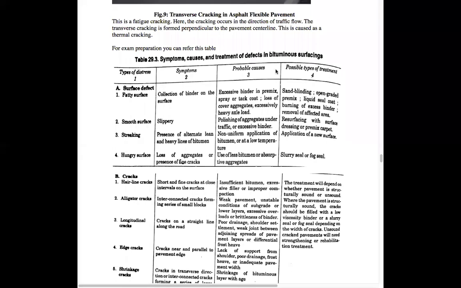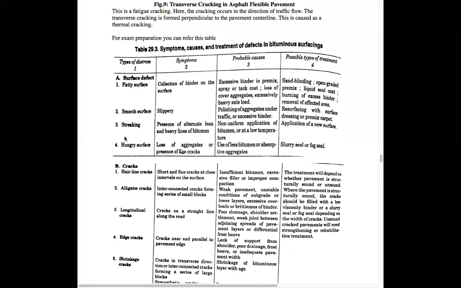It will be very helpful for you to understand and read from an exam point of view how to take these failures and what the symptoms of the failures are. Okay, with respect to this table, you can see types of distresses and symptoms, probable causes of why these failures are caused on the pavement, and what the possible treatments for the same are. In a line or two, they have mentioned these different types of failures, symptoms and causes.